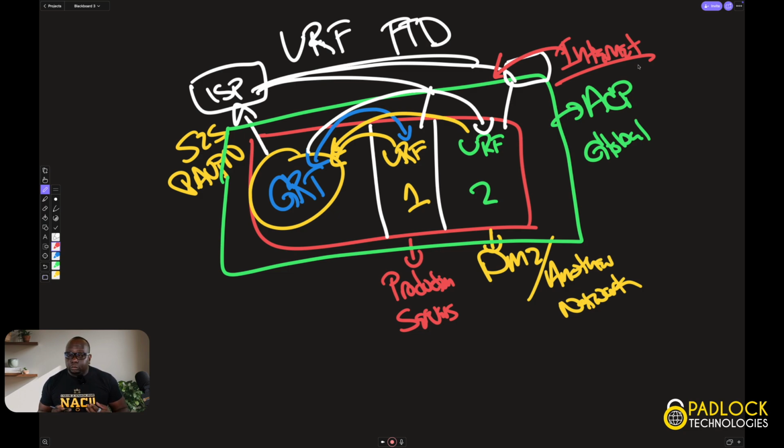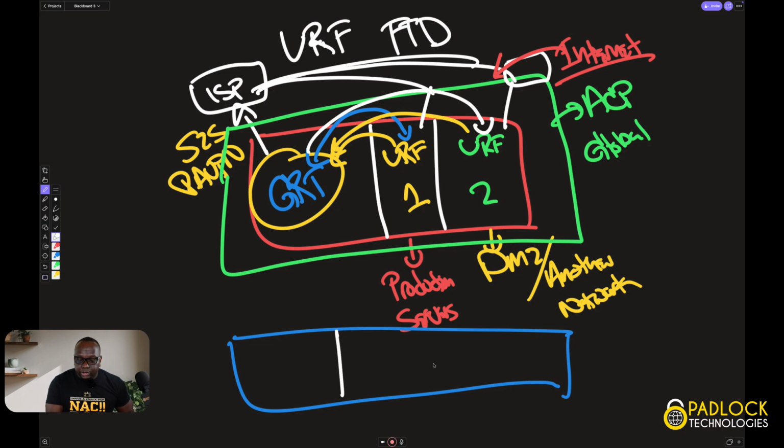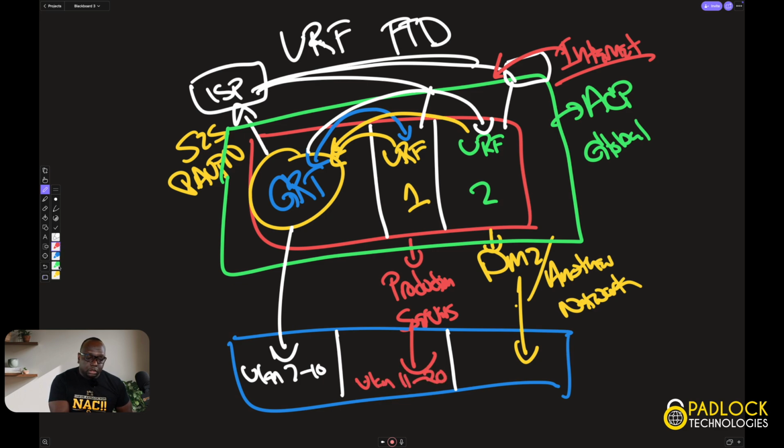Where can this become a problem? When you're doing OSPF, or any kind of dynamic routing protocol, not just OSPF. So let's say, and I'm pulling this directly from building an environment like this, let's say you have a switch down here. And that switch has the same two VRF tables. So you've got your GRT will go here, the production servers will go in here, and then DMZ or another network will go here. Let's say this is a bunch of VLANs. You've got VLAN 2 through 10, VLAN 11 through 20, and then VLAN 30 to 40.